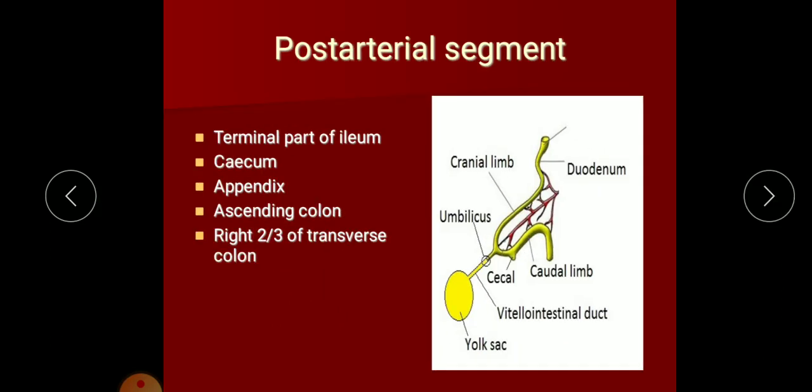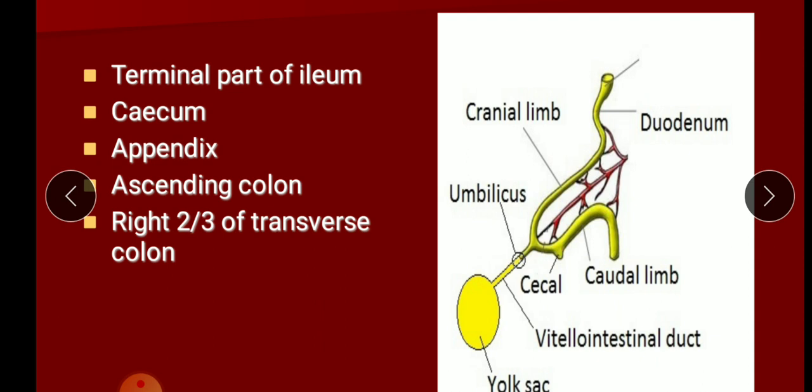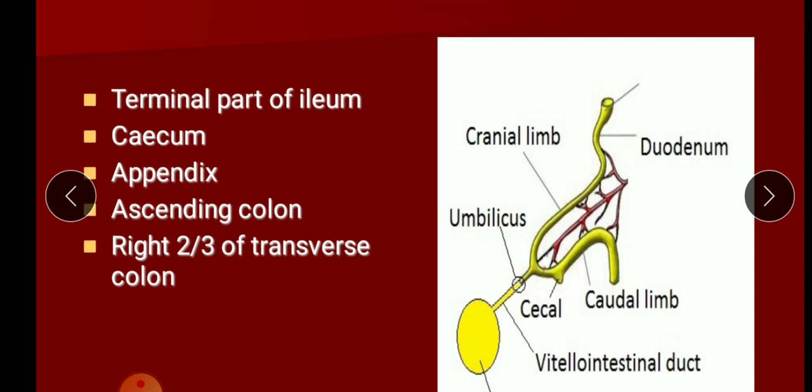Now you can name the structures that are derived from the post-arterial segment. What are they? They will be the terminal part of the ileum. Then from the cecal bud, what is developing? It is the cecum and appendix. Then you find the ascending colon and the right 2/3 of the transverse colon. So that is the junction. Till that region you have the structures that are developing from the post-arterial segment of the midgut loop.